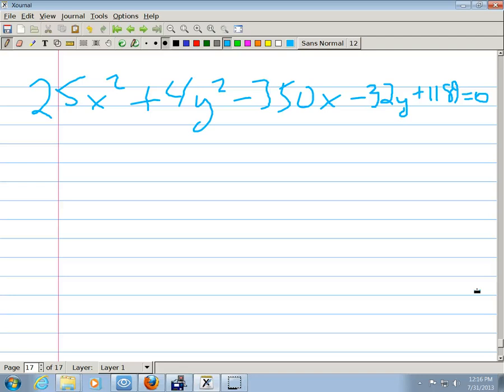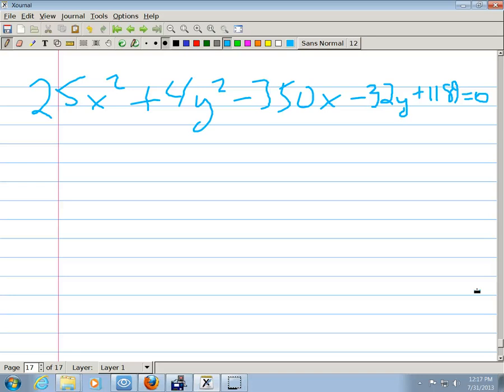What's different is I got that 25 in front. I don't know how to complete the square unless there's a 1 in front. Remember the process we figured out for completing the square always had a 1 in front? How would you get a 1 in front? I have 25x squared minus 350x. First thing you do is factor it out, and then do the same thing. What about the 4y squared and the minus 32y? First you're going to factor out the 4.